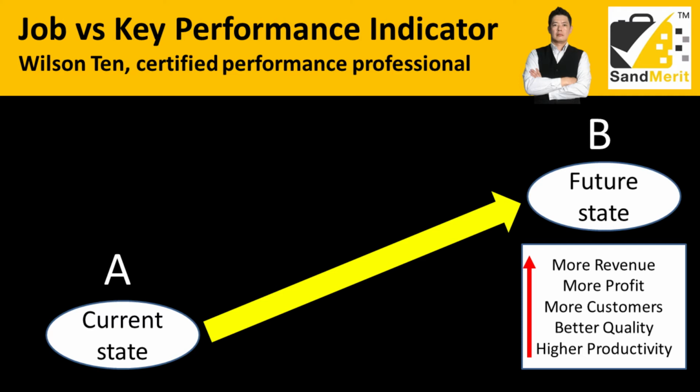From your current state, your current revenue, let's say you're making 10 million, you want to make 20 million, that is the future state. In order to achieve the future state, you need to have a KPI for your company, a KPI for your department, and also a KPI for your employees. That is what we call KPI. KPI is for you to tell your employee what to focus on, how to drive your company to make more money, to make more profit, and to increase your customer base. That is KPI.